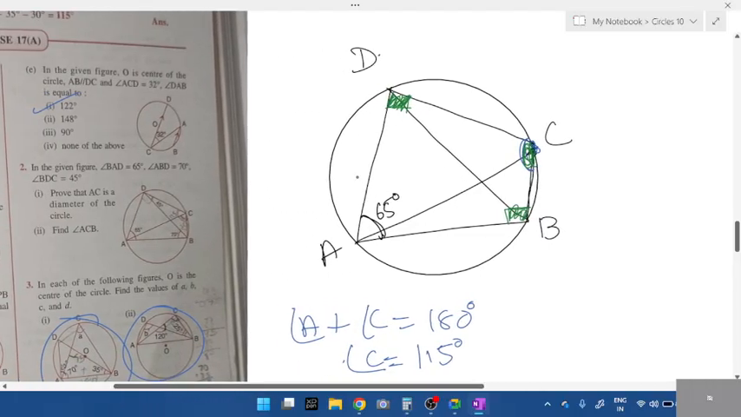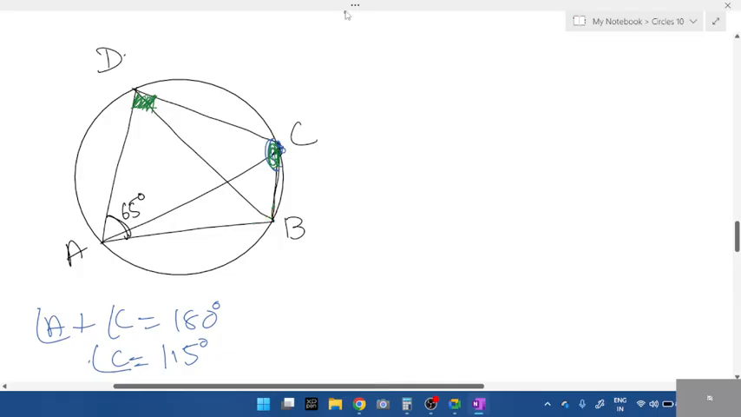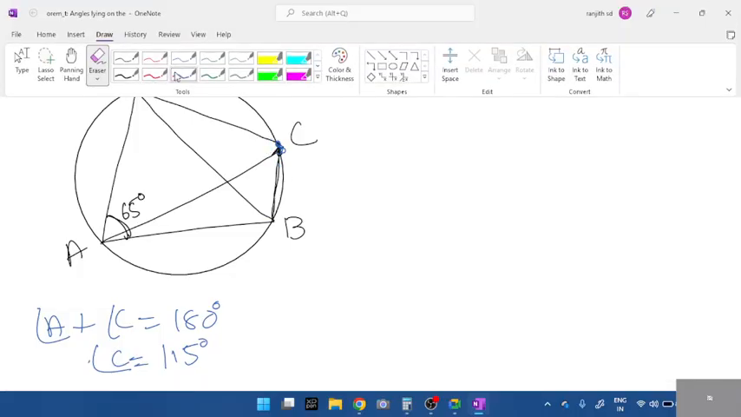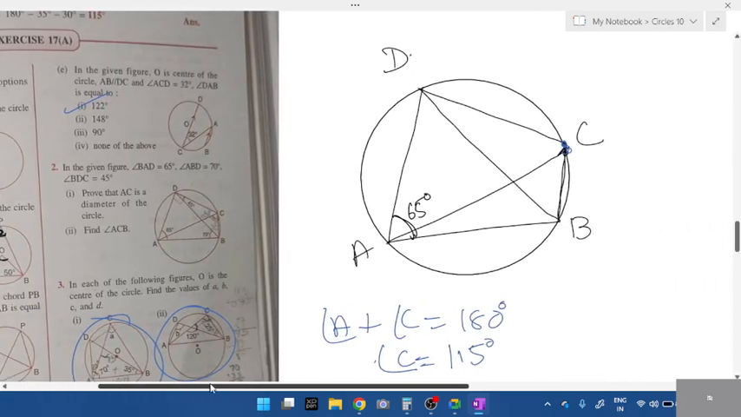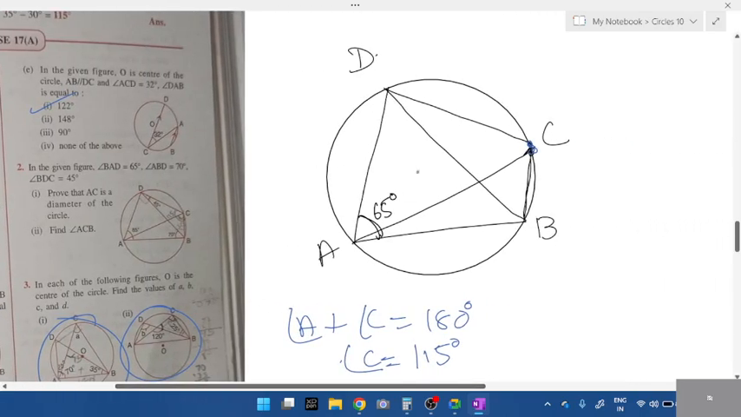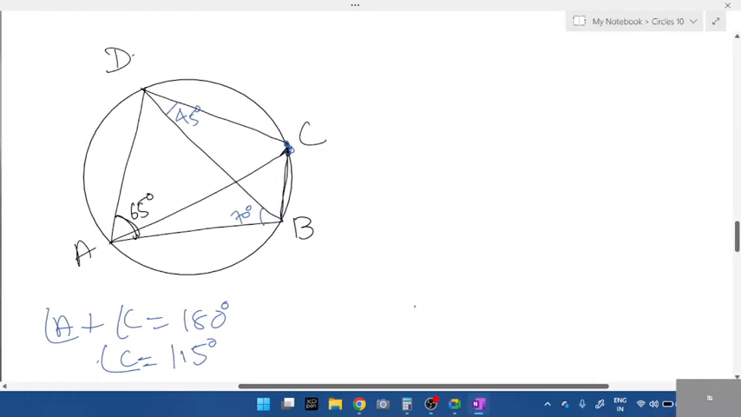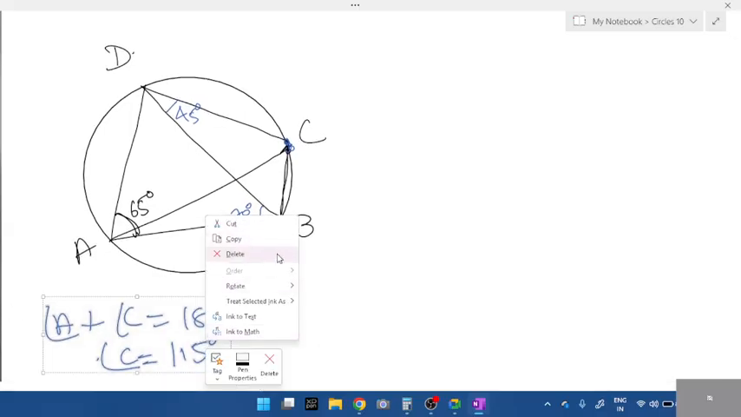Let me see what else they have given in this question. Yeah, let me see the other question. 65 is given. This is 45 degrees, and here they have given us 70. Okay, what did I tell you all, students? In order to find AC's diameter, which one shall we take? Which one shall we find, D or B? Okay, we'll start with B.